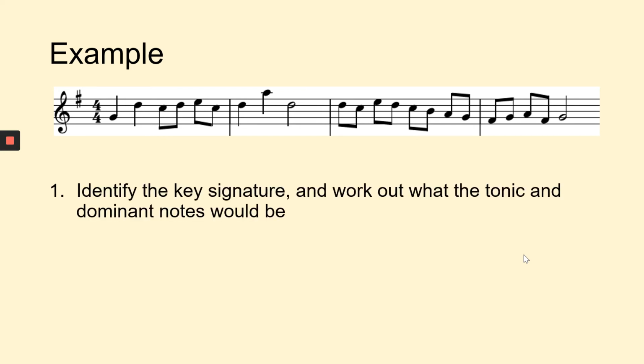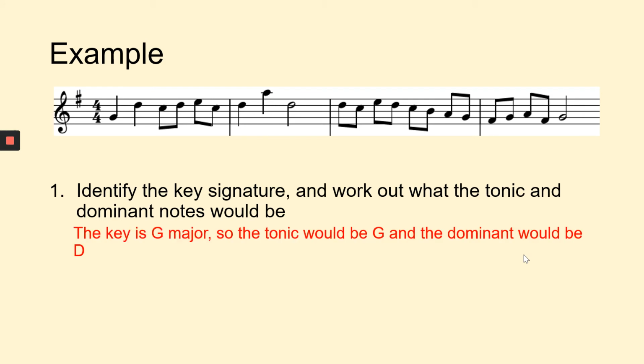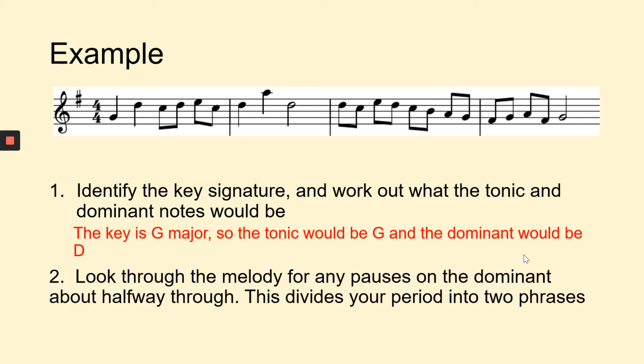First, we're going to identify the key signature and work out what the tonic and dominant notes would be. So the key is G major, so the tonic would be G, and the dominant would be D. Now that we've worked out those two notes, we're going to look through the melody for any pauses on the dominant about halfway through. This will be a good division of our period into two phrases.